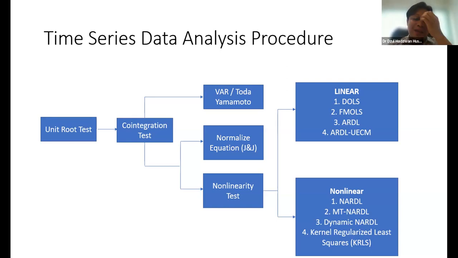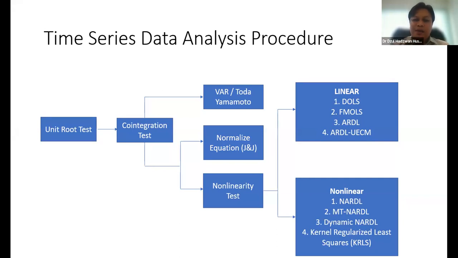In other words, what I'm trying to say here is that up to now, due to the latest finding, due to the latest model, we cannot simply choose linear and nonlinear as that. We need to come up with a statistical test to prove that the model and our data are suitable for linear or nonlinear.